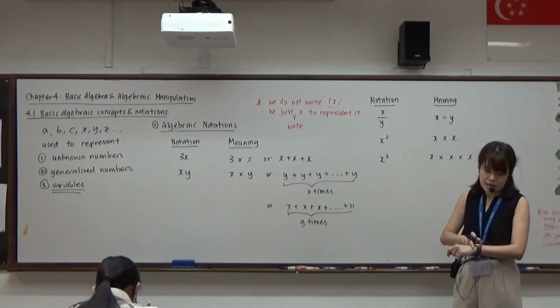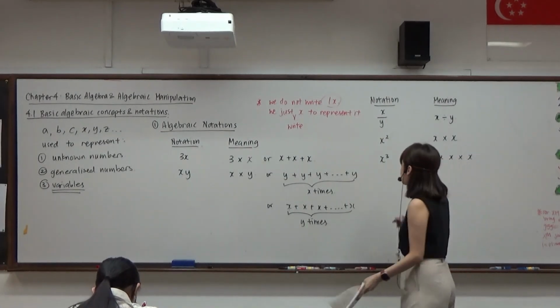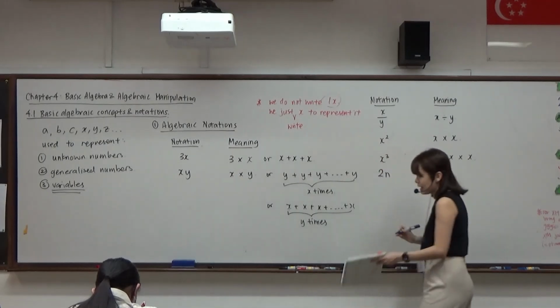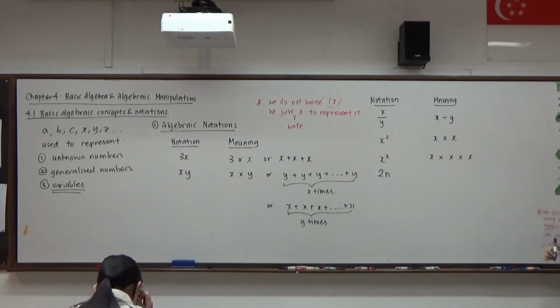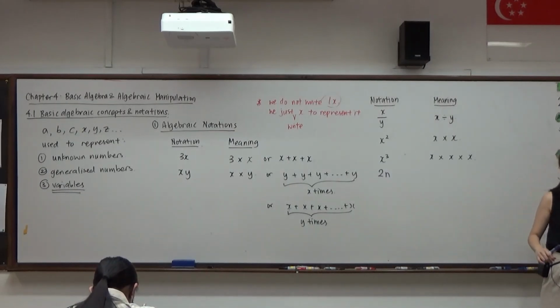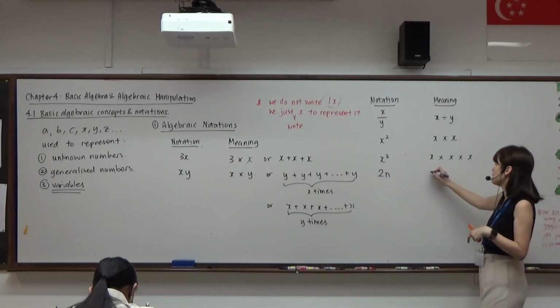Clear? Okay. Now let's try some examples. What if I have 2n? What does 2n mean? Let's choose someone to see. What does 2n mean? n plus n. Okay, what else can it mean?